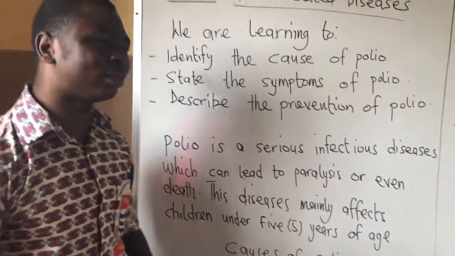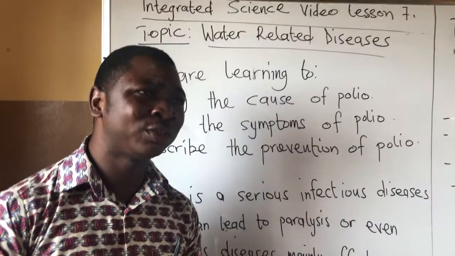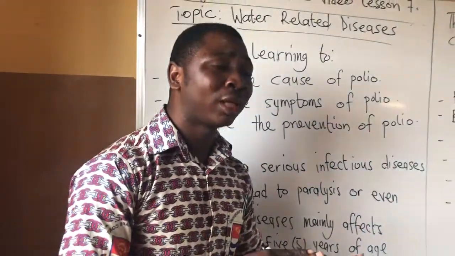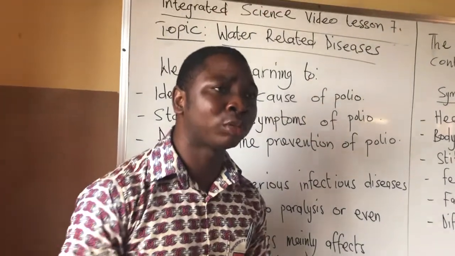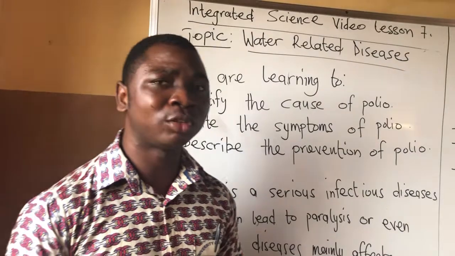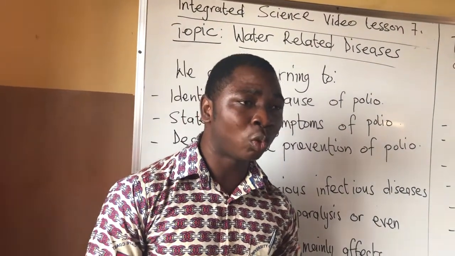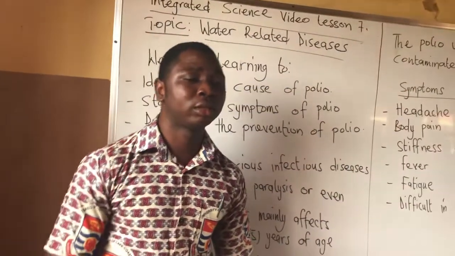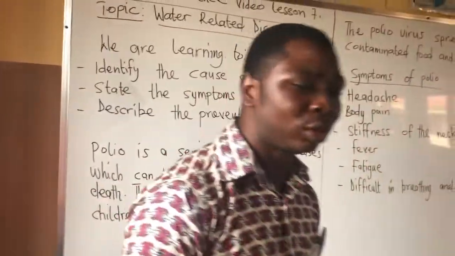So we have realized polio is an infectious disease, and it can cause death, and you can be paralyzed. When you are paralyzed, it means you can't even walk well. Maybe one of your sides will be very weak. Well, let's look at the picture here.